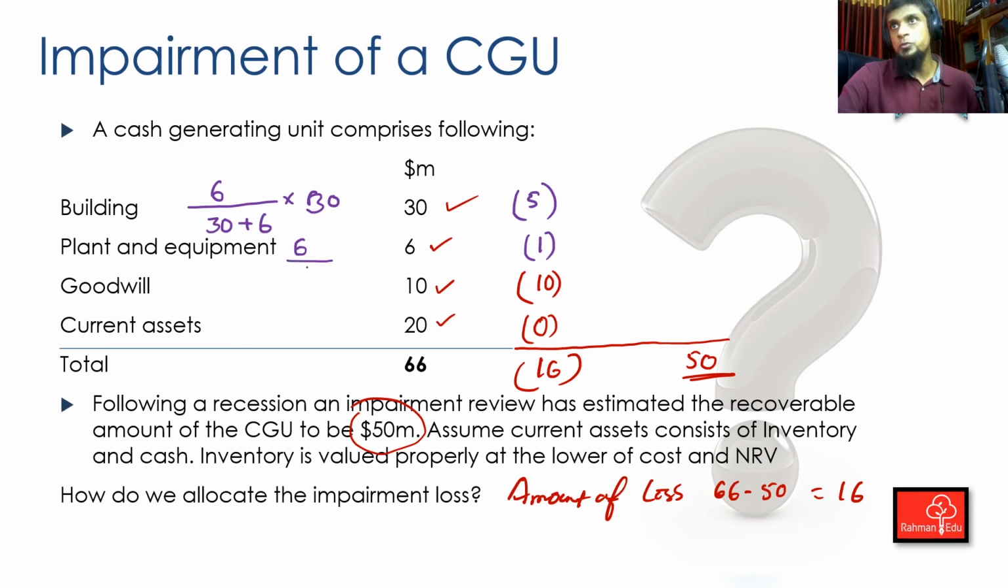Do the same exercise again. 6 loss to be put out of total 30 plus 6, 36 asset. Carrying value of the second asset is 6. This is how we calculate it. We got our impairment loss. Now we can get our carrying value. Simple. 25, 5, 0 and 20 make a total 50. Yes, that's correct.